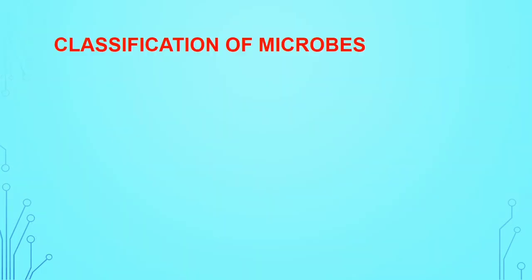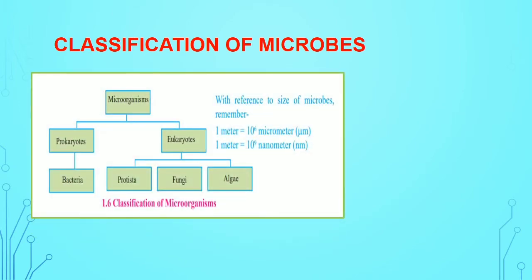Classification of microbes is given by Whitaker, and according to Whitaker, microorganisms are classified into prokaryotes and eukaryotes. Now what prokaryotes and eukaryotes are, you know well, because you have watched the video of the first part of this lesson. Prokaryotes are generally bacteria and eukaryotes are further classified into protista, fungi and algae.